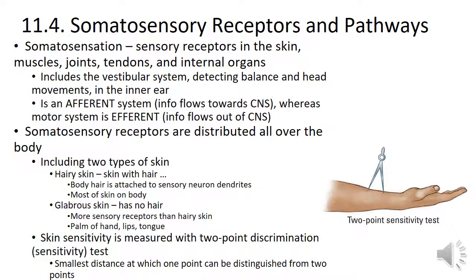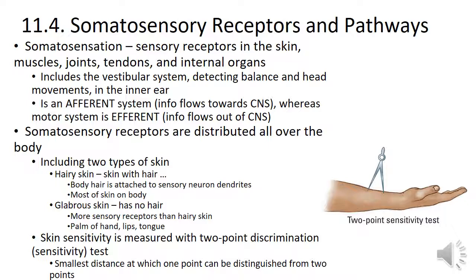The somatosensory system, as we talked about briefly at the beginning of this chapter, is an afferent system. Information flows inward toward the central nervous system, whereas the motor system is efferent. Information flows out of the central nervous system toward the body. Somatosensory receptors are distributed all over the body and include two main types of skin.